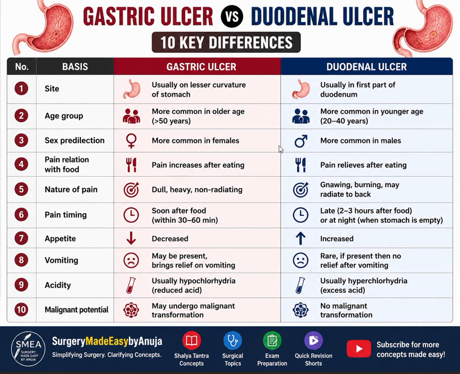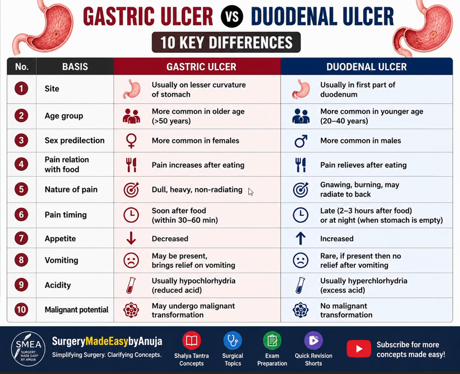In a gastric ulcer, the pain increases after consuming food. Hence, the patient looks weak and loses weight if he is a patient of gastric ulcer. Whereas in a patient of duodenal ulcer, there is relief of pain after eating. Hence, he tends to eat more.